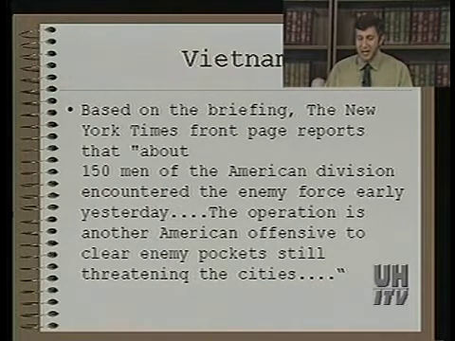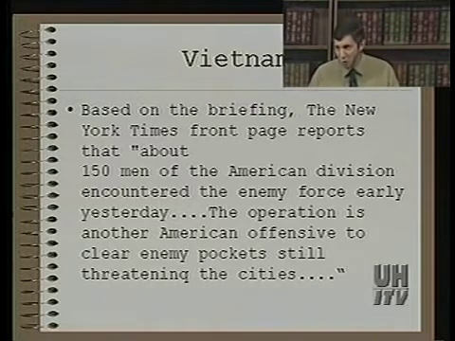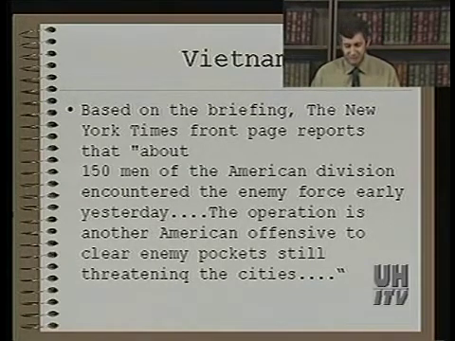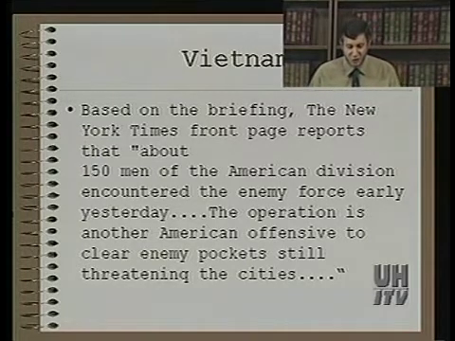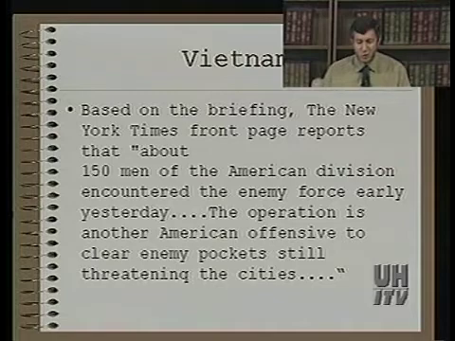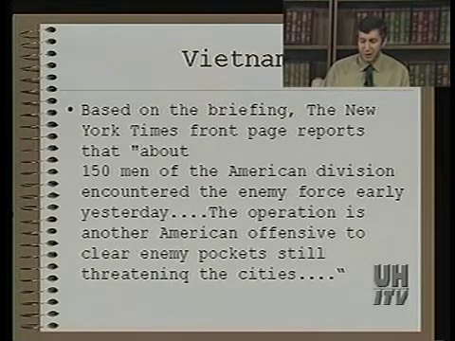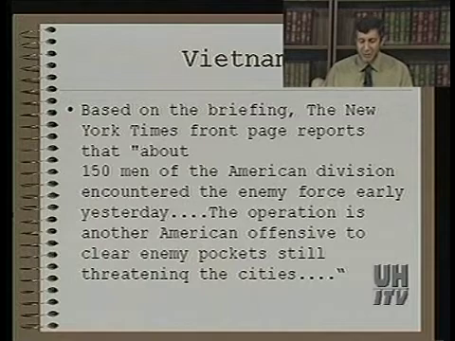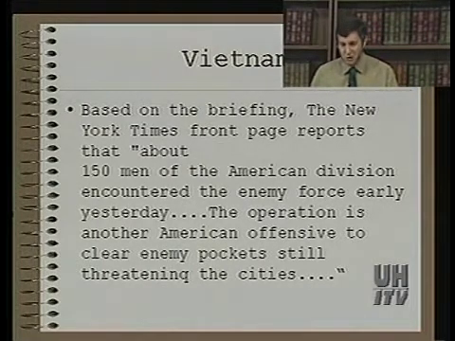Now, based on this briefing, the New York Times carried a story, and that story said the following. About 150 men of the Americal Division encountered the enemy force early yesterday. The operation is another American offensive to clear enemy pockets still threatening South Vietnamese cities.